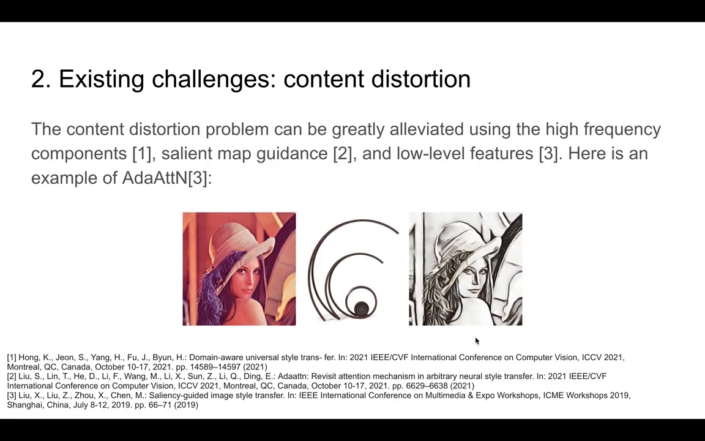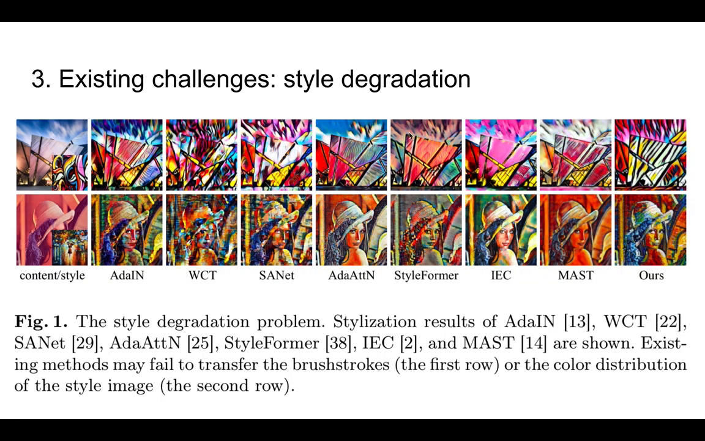So researchers have proposed several methods to alleviate this problem, including using high-frequency components, salient map guidance, and low-level features. Here is an example of AdaAttN. You can find that it contains much more detailed structures because it has used low-level features for transformation. The content distortion problem is well studied and nearly solved. But there is another big problem, the style degradation problem.